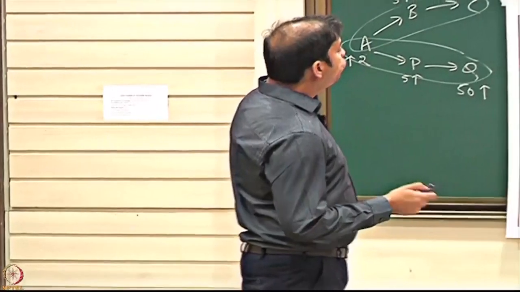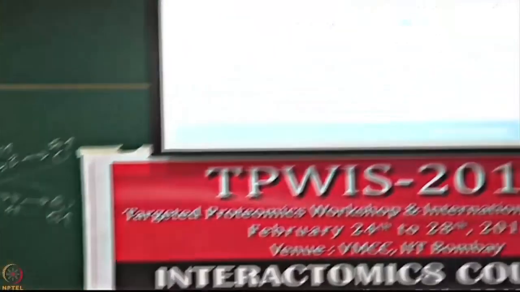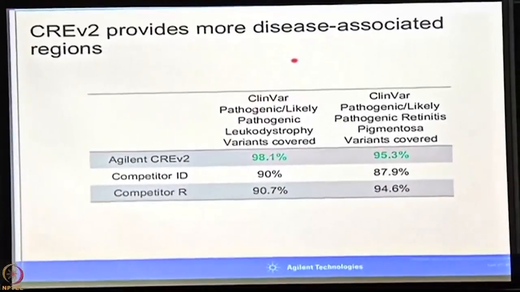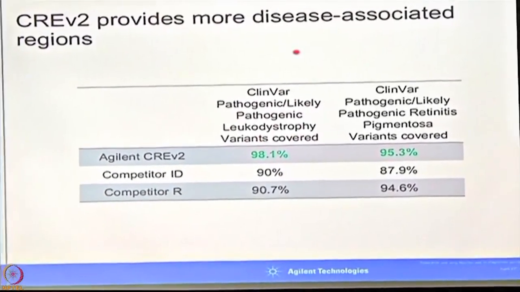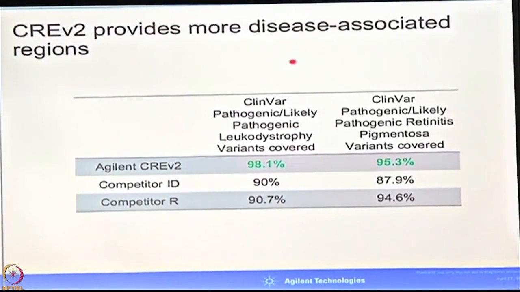So if you see overall in the clinical research panel, we cover all the ClinVar pathogenic regions, and it covers mostly like 98% of regions. And others basically have low coverage.